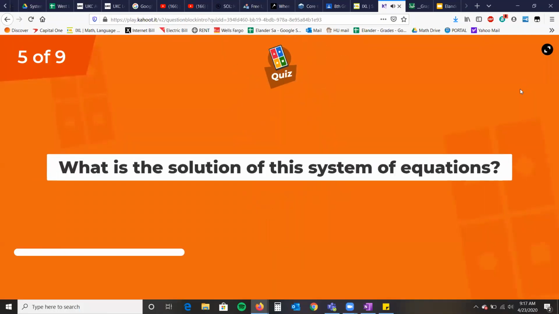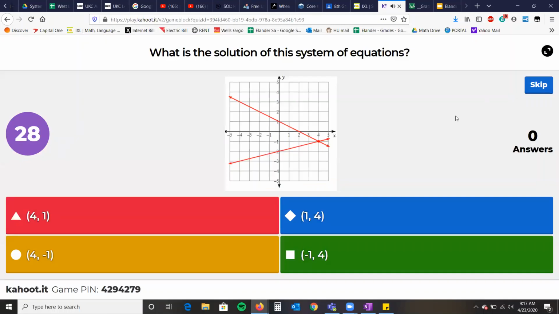All right, what is the solution of this system of equations? What do you guys think?